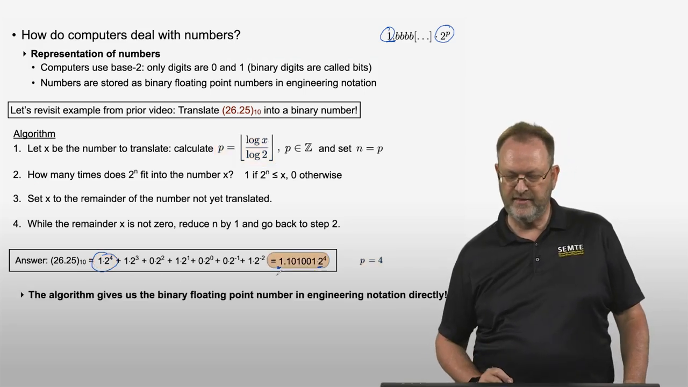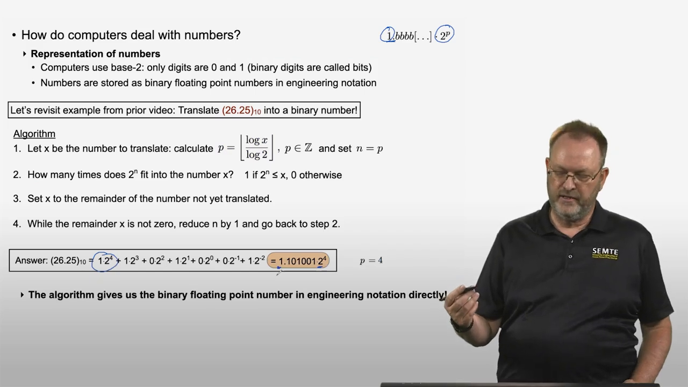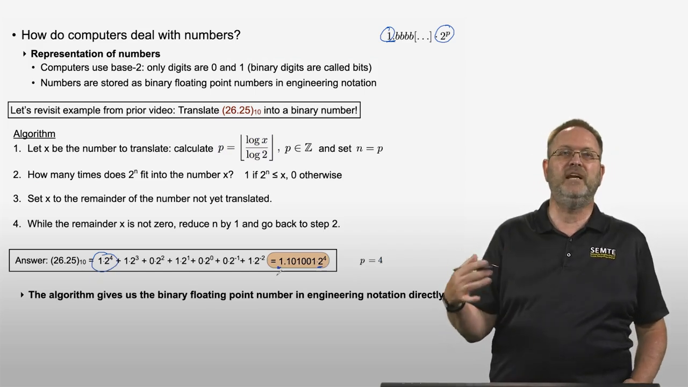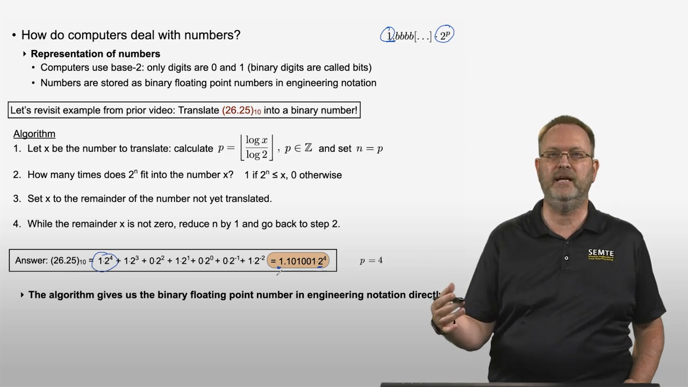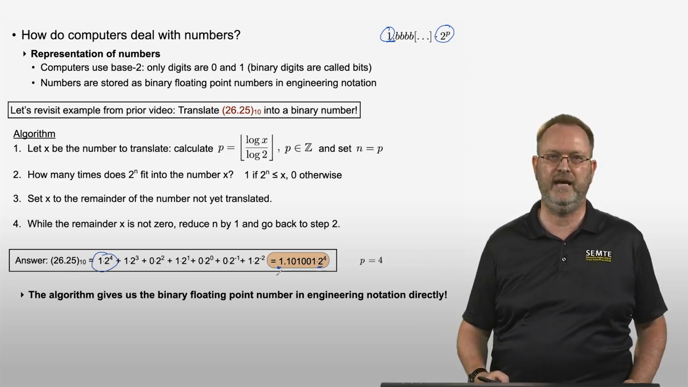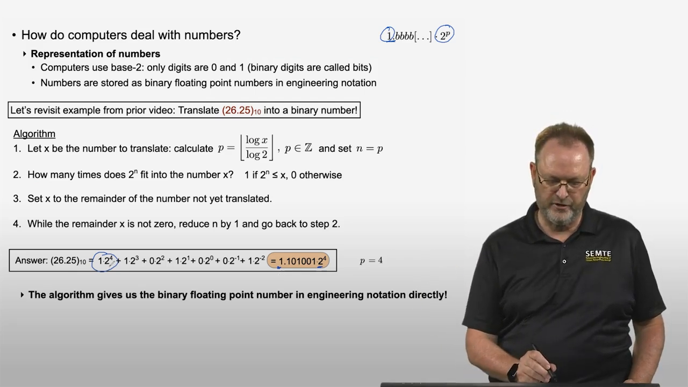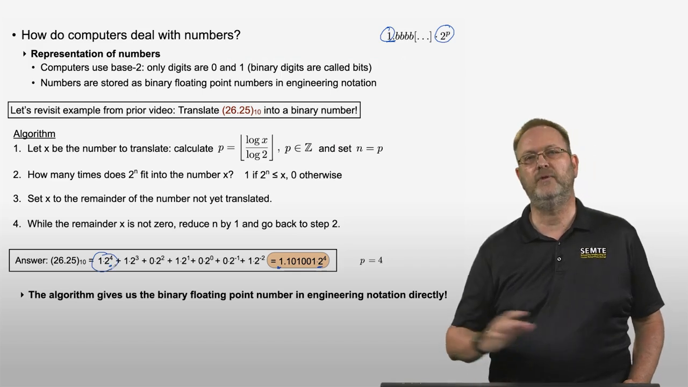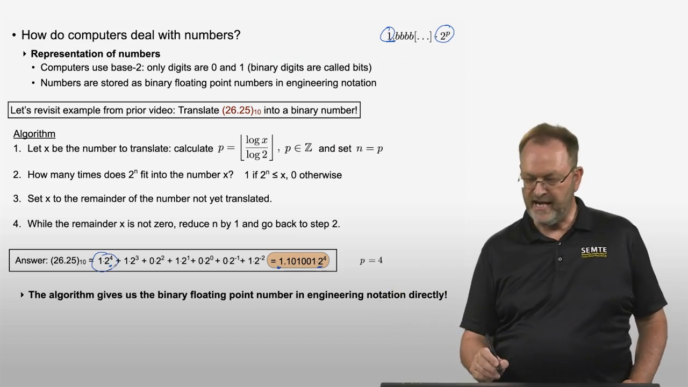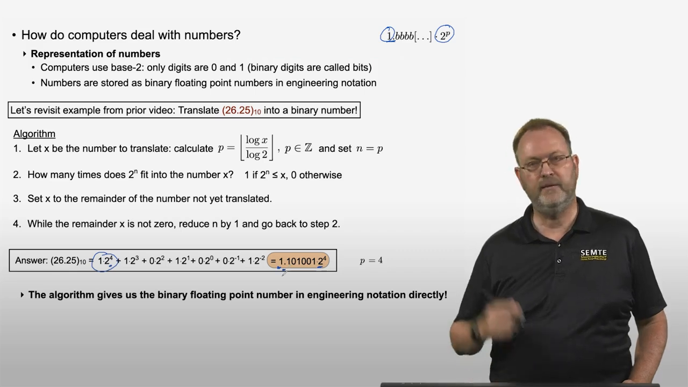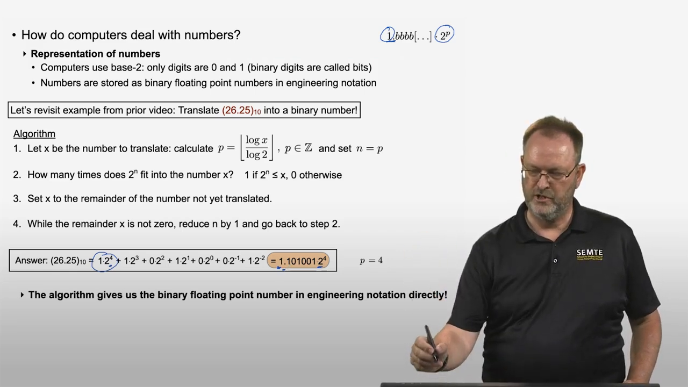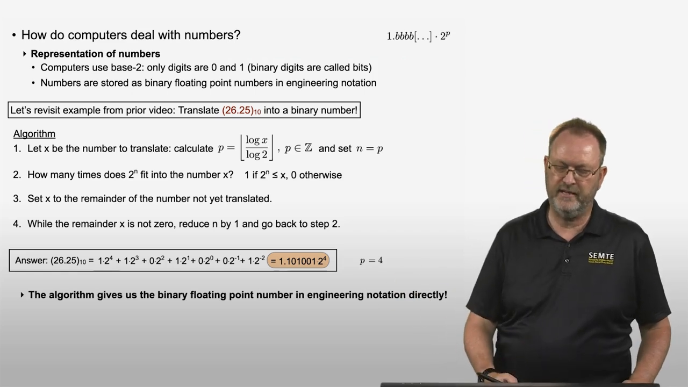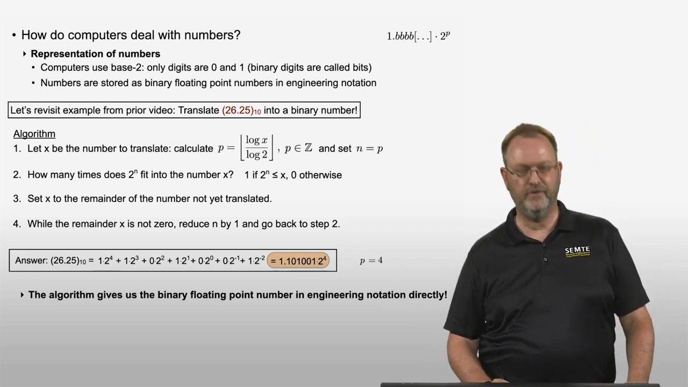You would see that when I do this algorithm, I have basically already translated my decimal number directly into a binary number in engineering notation. I just have to start out with the first number, the first digit here, put the point right there and write the following bits just after the binary point, and then multiply it by 2 to the power p. So this algorithm gives us directly the binary number in engineering notation.